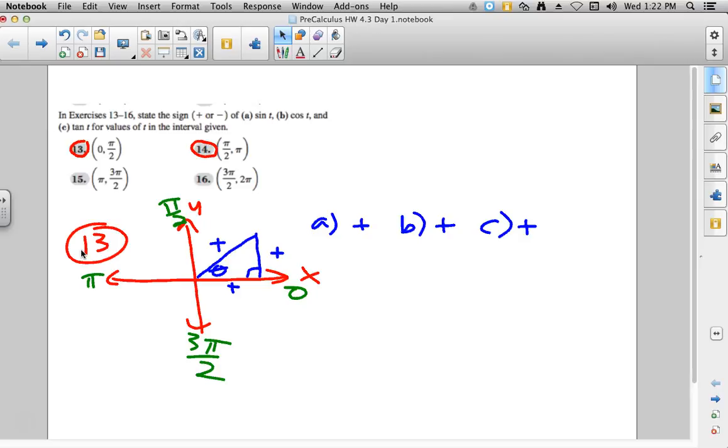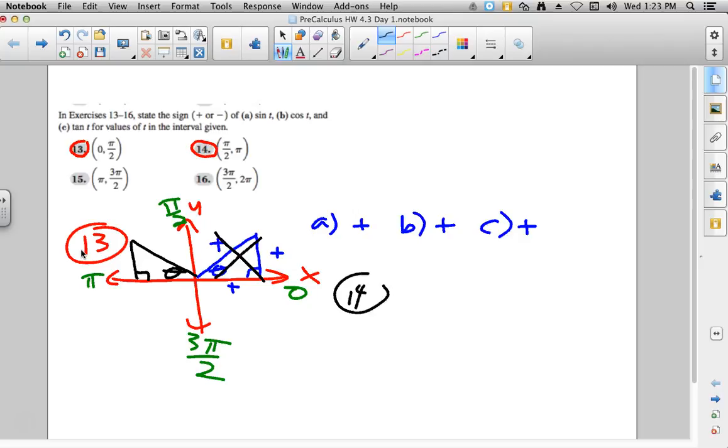Then, number 14 says, what if we're looking at an interval of pi over 2 to pi? Well, I'm going to draw my reference triangle and reference angle now in the second quadrant, and forget about what I have there as I look at number 14. So for 14, my x value is going to be negative this time. My y is positive and my r is positive.